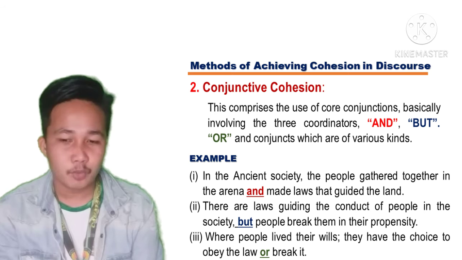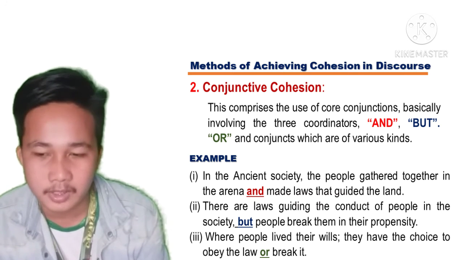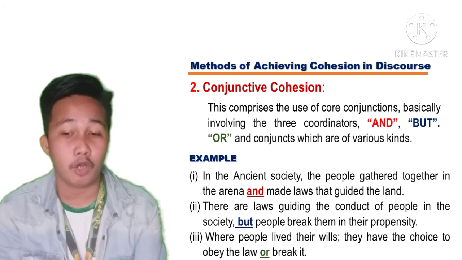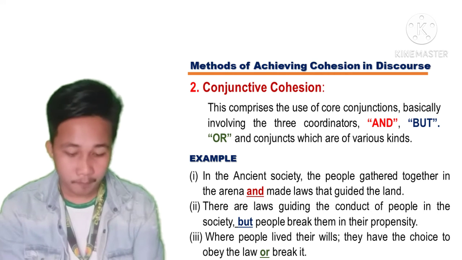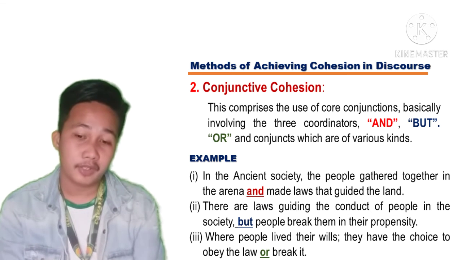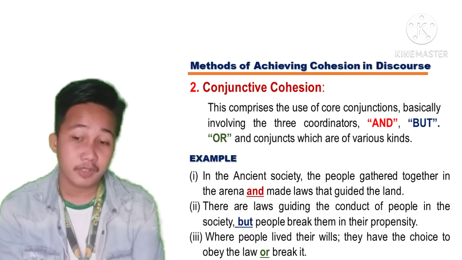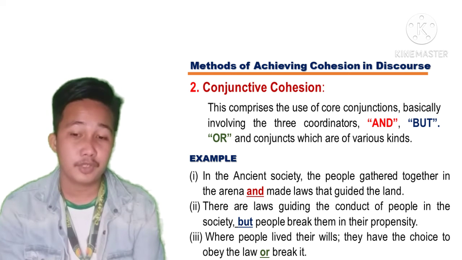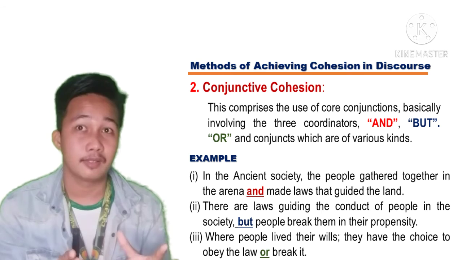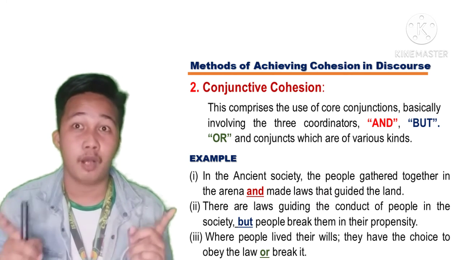And the last one is where people live their wills, they have to choose. They have the choice to obey the law or break it. So or indicates alternative. Whether the people live their wills, they have the choice to obey the law or break it. So there are two options.